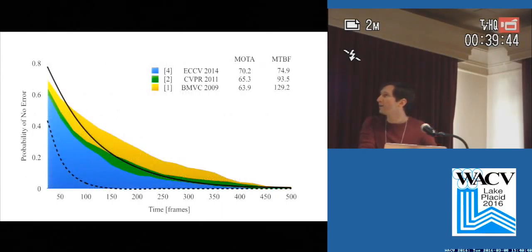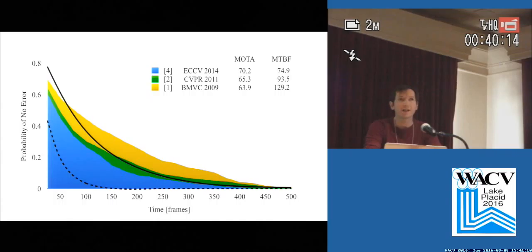Here they show the probability distribution of making no error. On the left is a cumulative measure where they compare the probability of not making an error for a particular number of frames. You have the number of frames on the horizontal axis. And you can see that the yellow algorithm performs the best. Surprisingly, the yellow algorithm is the oldest one, from 2009, and has the lowest MOTA score.